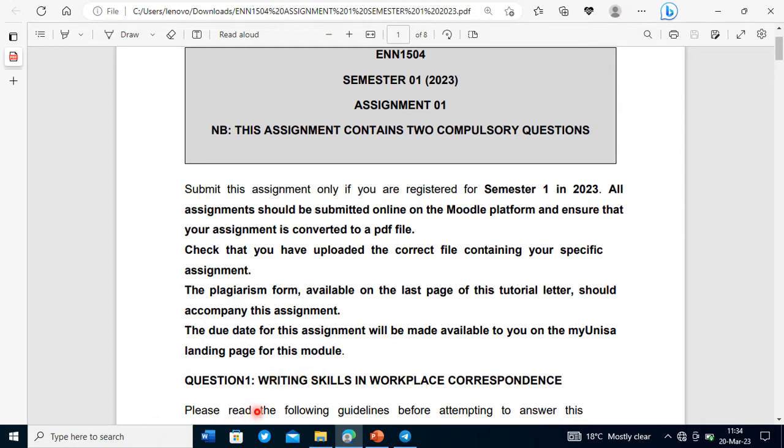So let's go to question 1. Question 1, writing skills in a workplace correspondence. As you can see, it states that this assignment contains 2 compulsory questions, question 1 and question 2. You should make sure that you answer those questions, memorandum and minutes, and it should be one document. It should not be 2 documents, where question 1 has its own document. It should be one document. So let's start, guys.